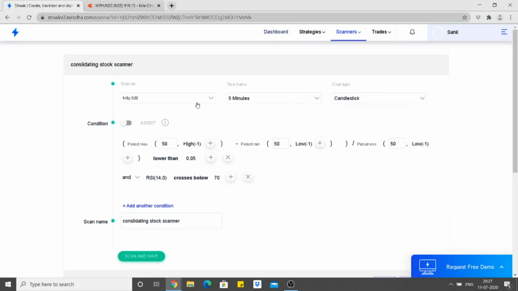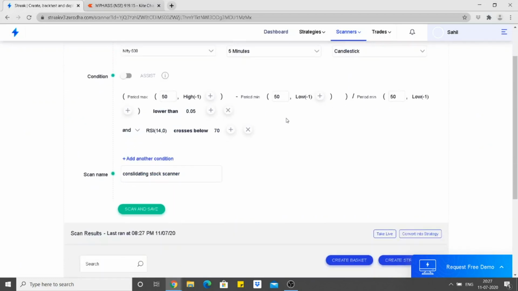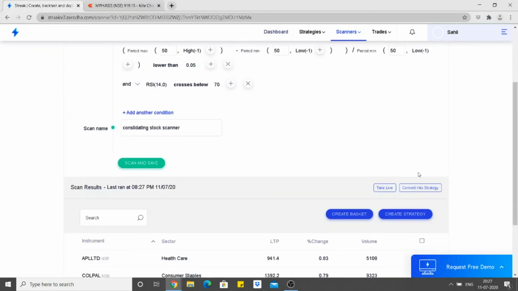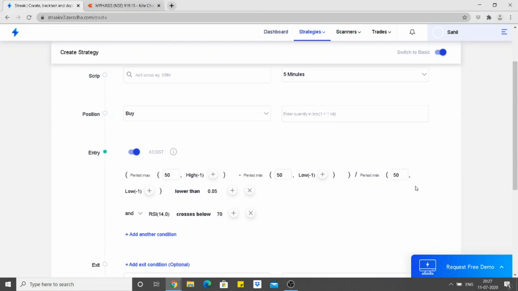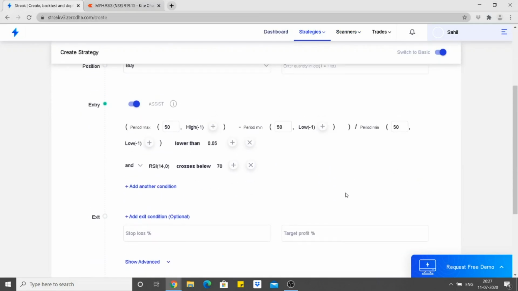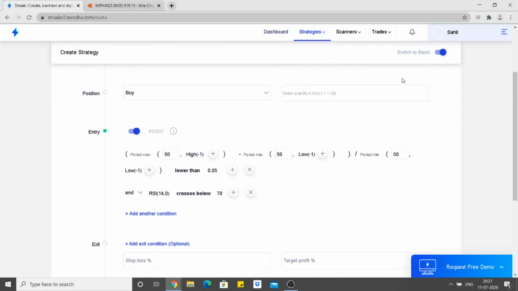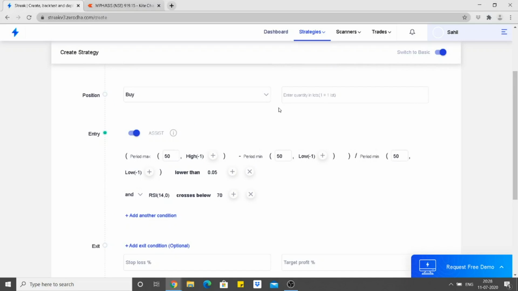This is the scanner that we had used. Now at the click of just this one simple button, this scanner will be created into a strategy right here like this. You can see that all the conditions are pre-filled and the scanner has been converted into a strategy. Now we can backtest this strategy, right?